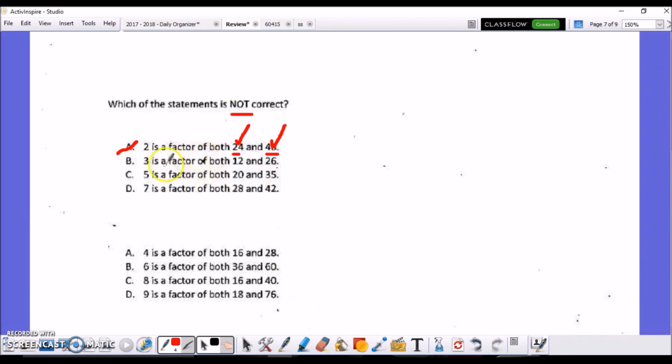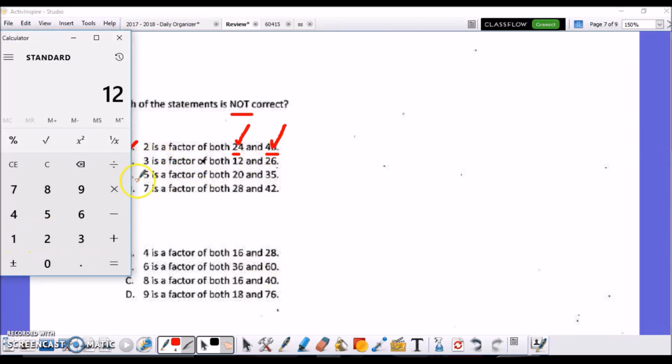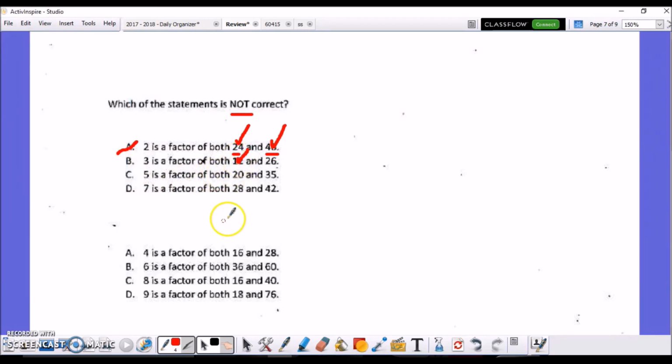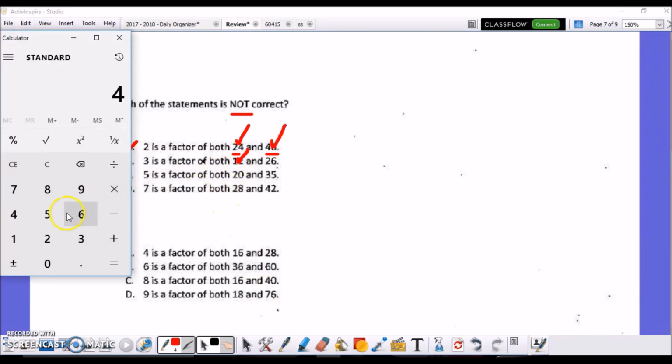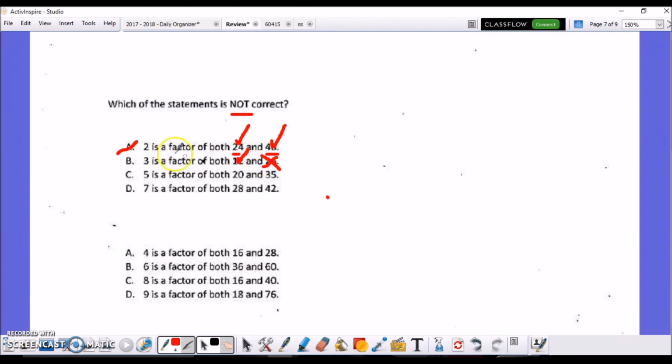I continue. How do I check for the divisibility of 12 and 26 by 3? Well, divide the bigger number, 12, by the smaller number, 3. That one will show you, yes, 12 is divisible by 3. However, when I check for 26, and I divide that by 3, I do not get an exact whole number. I get a decimal, which means this one doesn't work, which actually means that in question number 1 here, B is my answer because they want to know which statement is incorrect.